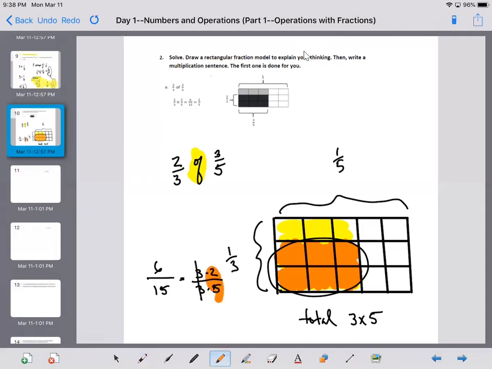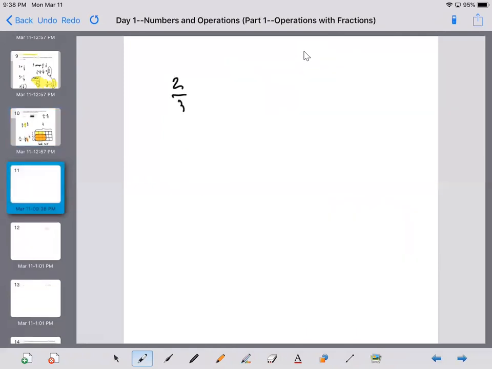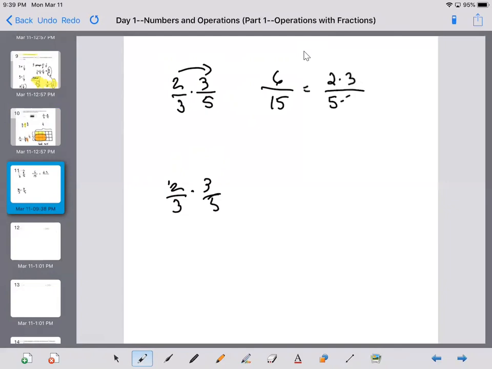Now another way to get that without doing the area model is 2/3 multiplied by 3/5. Let me just go to another page. You can take 2/3 times 3/5. So one way to do this is to multiply across. 2 times 3, I get 6. 3 times 5, I'm going to get the 15. And so that would simplify, like I said, to 2/5.